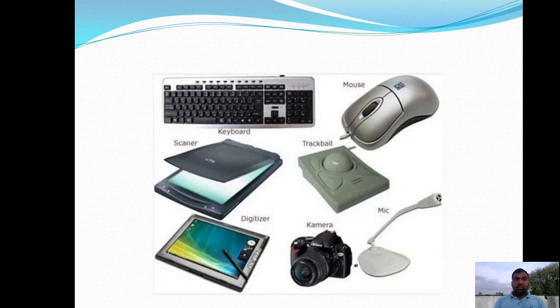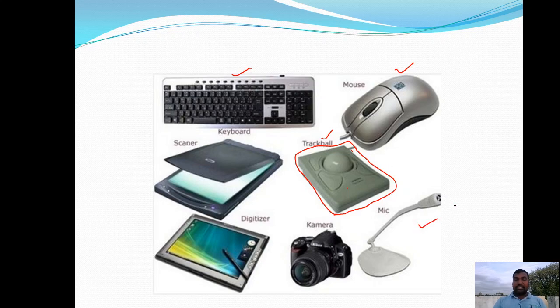So here are a few diagrammatical representations, along with their labels, of input devices. As we know, this is the keyboard and this is the mouse. Here is the trackball. In the olden computers and laptops, they were built in with the mouse in this form. This is for moving the cursor, and these are the left and right click buttons. So in the olden computers, the mouse was given in this trackball form.